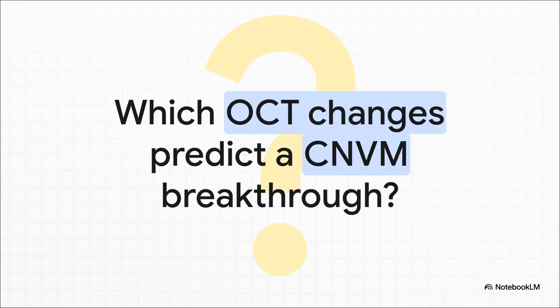I want to leave you with a final Socratic thought to ponder before you head into your next clinic. Knowing what we now know about how drusen physically alter the structural integrity of Bruch's membrane, what specific early structural changes on a standard OCT scan should alert you, the clinician, to predict an impending, devastating CNVM breakthrough before the patient ever even complains of a central scotoma? Apply your new anatomical intuition.